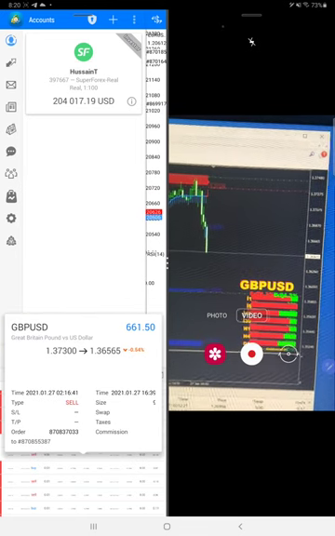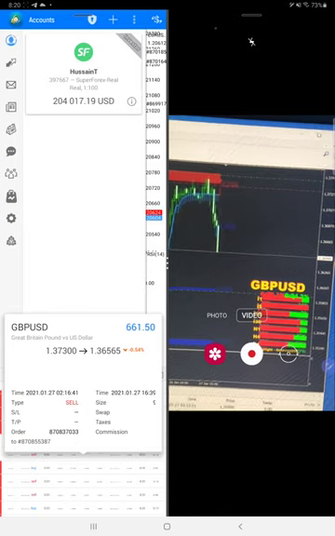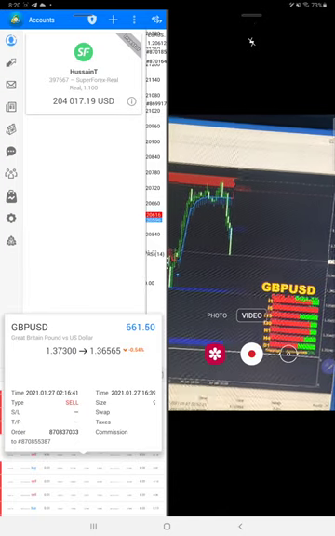And you can get the same profit if you connect your account. You will get the same profit.